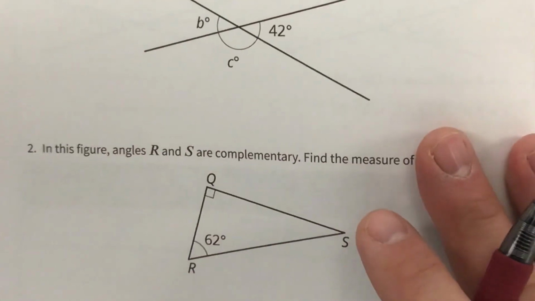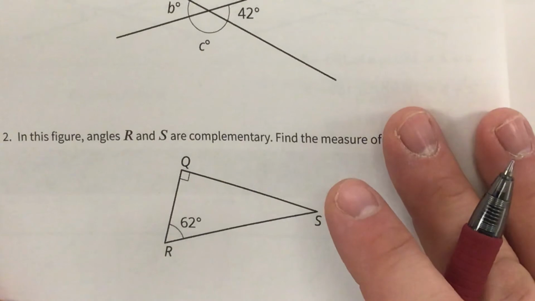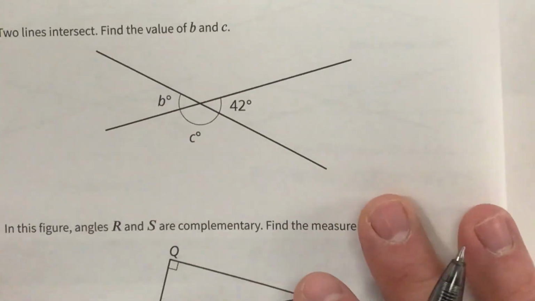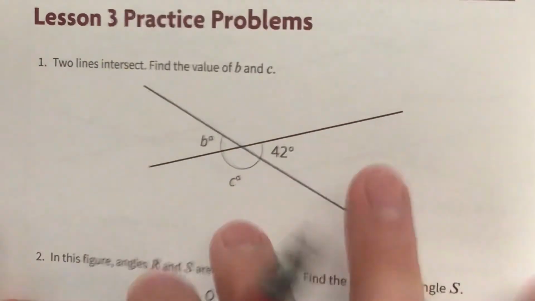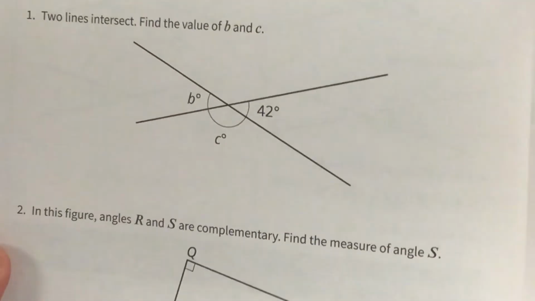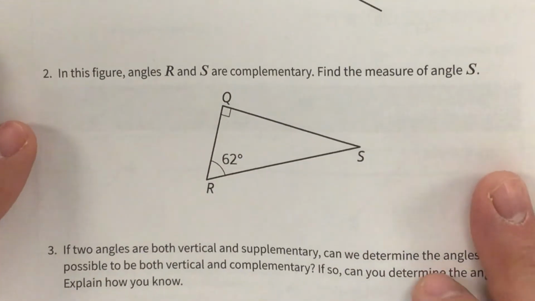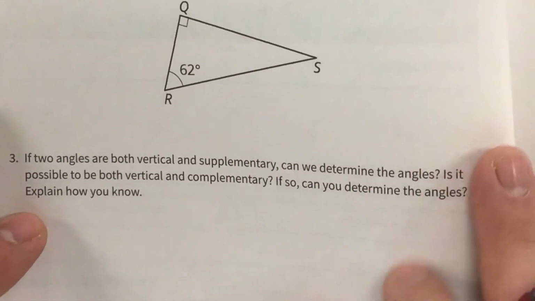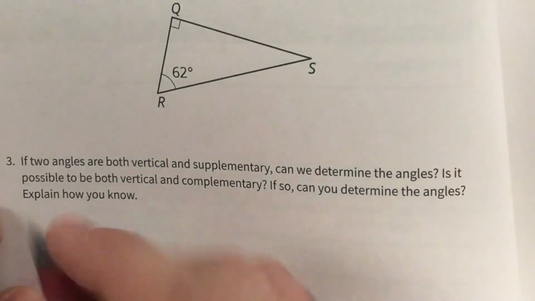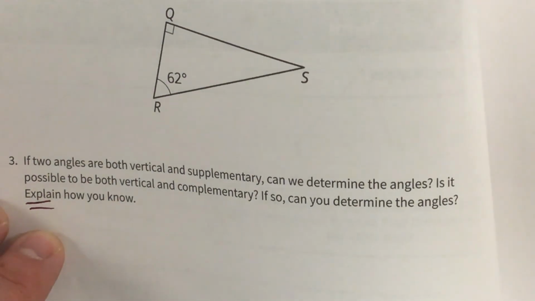All right, take a look at your homework. We're just going to do the homework here from lesson 3. Again, don't worry about lesson 1 and 2 homework. I don't believe you will need a protractor. You should be able to figure out all the numbers required for number 1 and number 2. You are not measuring anything. Question 3 is asking you about vertical and supplementary. Answer the questions. There were a couple different questions they're asking there, and please explain for question 3.